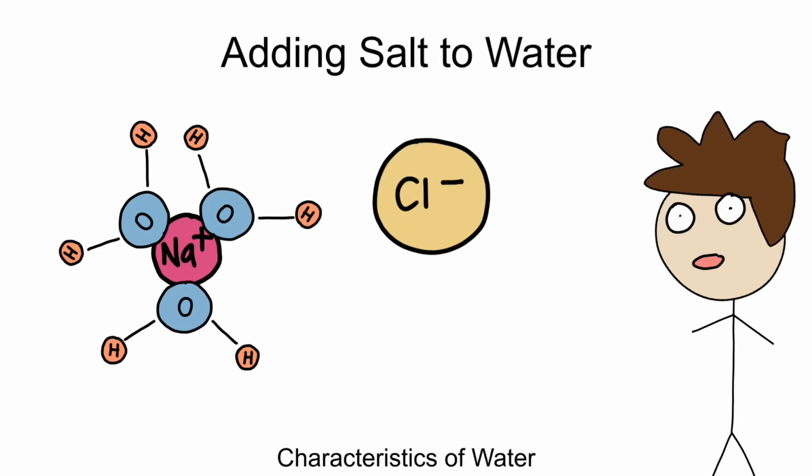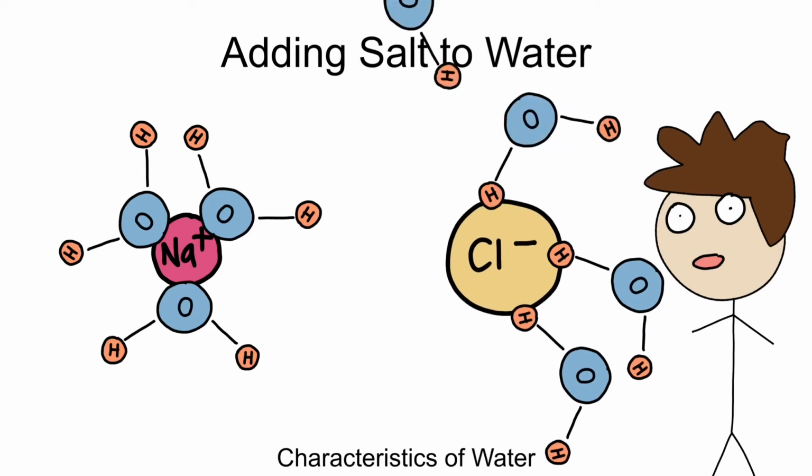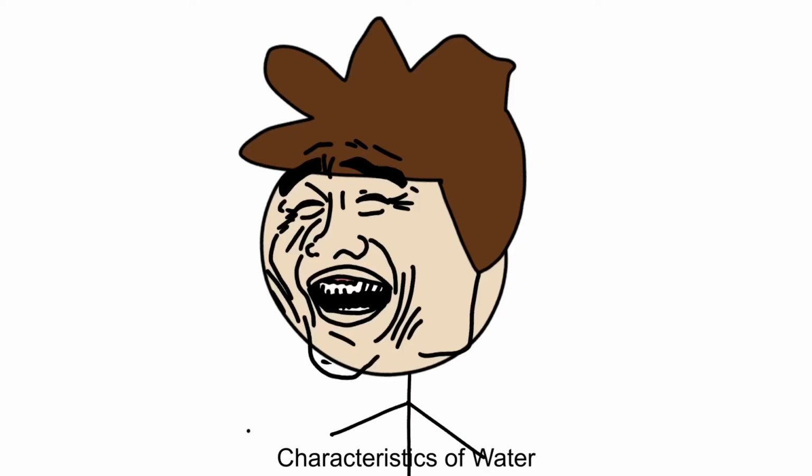The same occurs with a chloride ion. The hydrogens from the water molecules work together to pull this chloride once again. You'll see that it takes several water molecules to occupy a chloride ion. Awesome. It all makes sense, right?